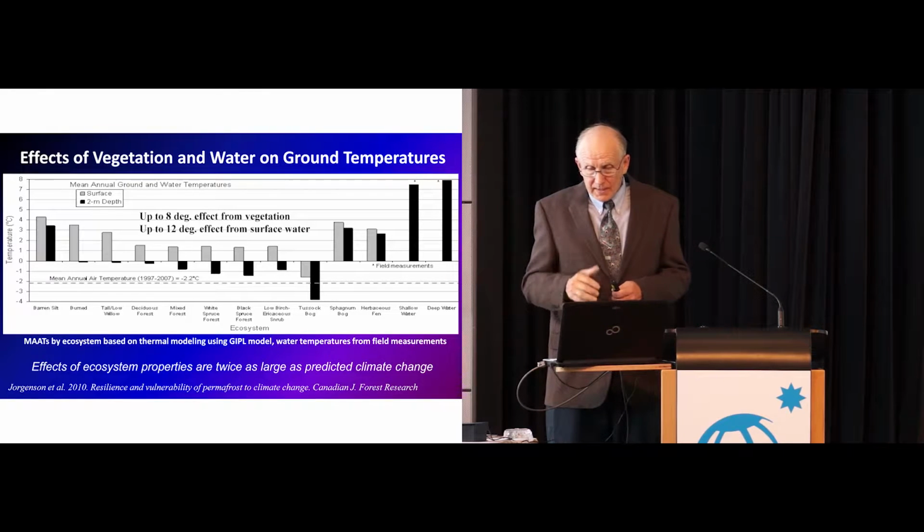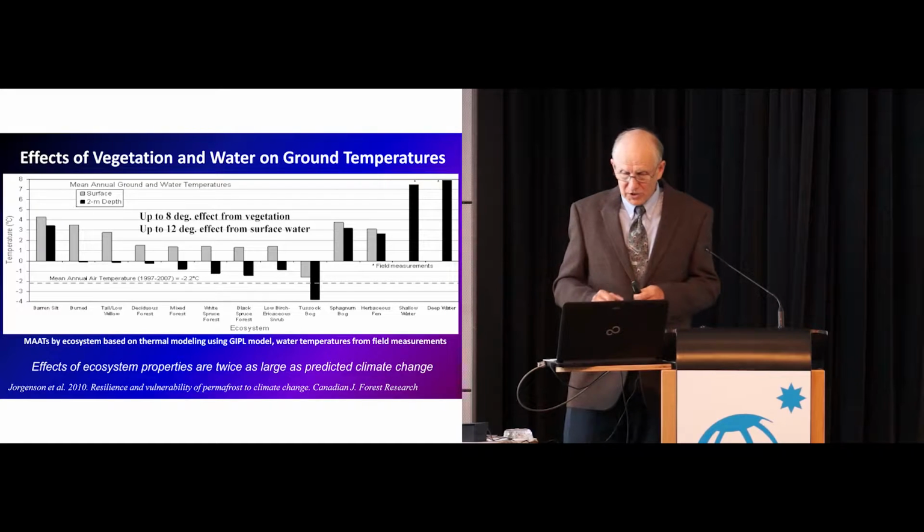And when we included data from surface field measurements for water bodies, we could have as much as a 12-degree effect from ecological conditions at the surface when you compare the coldest landscape of tussock bogs to the warmest portion of the landscape, deep water bodies. So here we're demonstrating that the effects of ecosystem properties are nearly twice as large as predicted climate change.